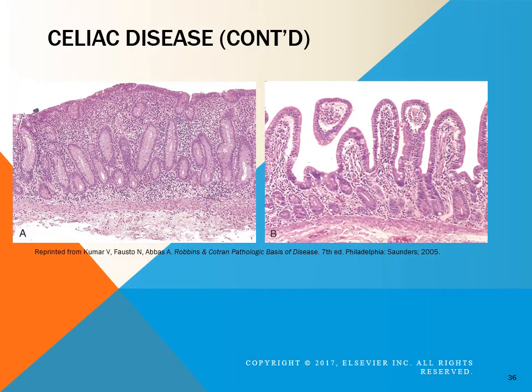So picture here of celiac disease. Picture on the left, picture A, that's a good thing, okay? Happy face on the left, that's what we want to look like. This is a normal mucosal biopsy. The picture on the right, picture B, this is what we don't want.